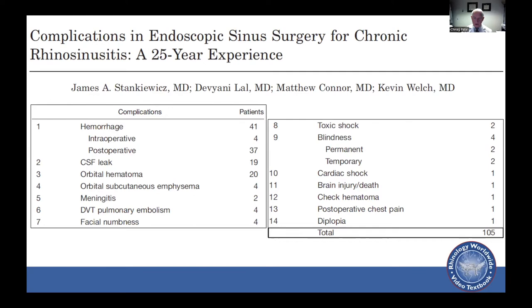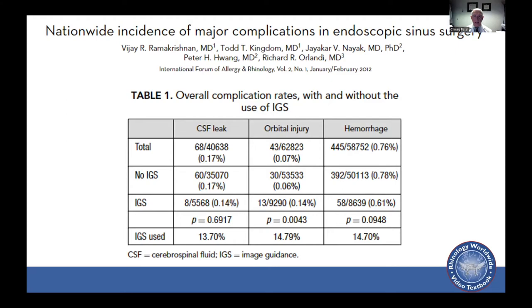This is a paper out of the University of Colorado with other associated authors, Peter Wang and Richard Orlandi, showing that basically, even with the use of image guidance, complications still can occur: CSF leaks, orbital injury, and hemorrhage.